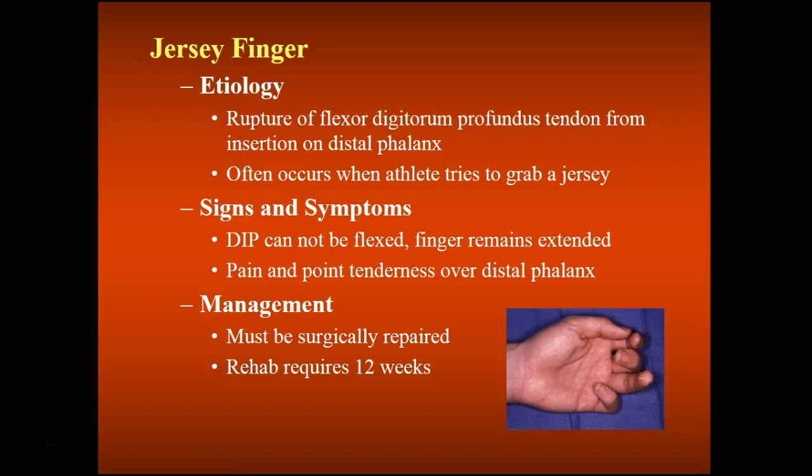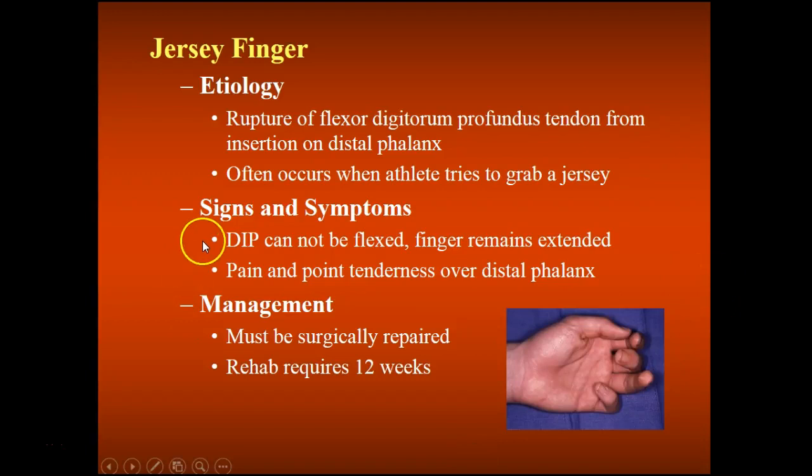It happens because as we go to grab the jersey, that athlete moves and that finger is forced into hyperextension, the opposite mechanism of injury for mallet finger. And so what you have is rupturing of that flexor tendon. Of course, just like with the mallet finger, you could absolutely have an avulsion of the flexor digitorum profundus, along with an avulsion of the distal phalanx bone as well.